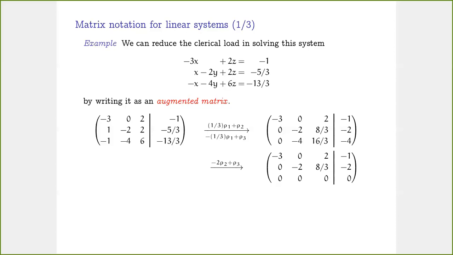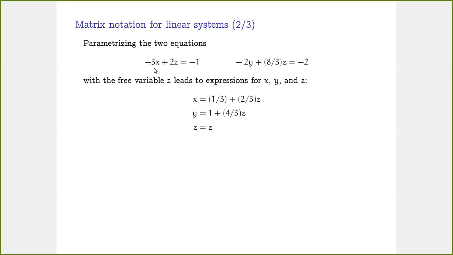And to solve this or to make progress, we have to translate back to equations. So we take the non-zero rows and see that this second row here corresponds to this equation here, because this is the x, the y, the z column, minus 2y plus 8/3 z equals minus 2. And the first row produces this equation on the left, minus 3x plus 2z equals minus 1. So we're going to repeat those equations in the next page. We have the first row and the second row. So these are our equations we get for the row echelon system.